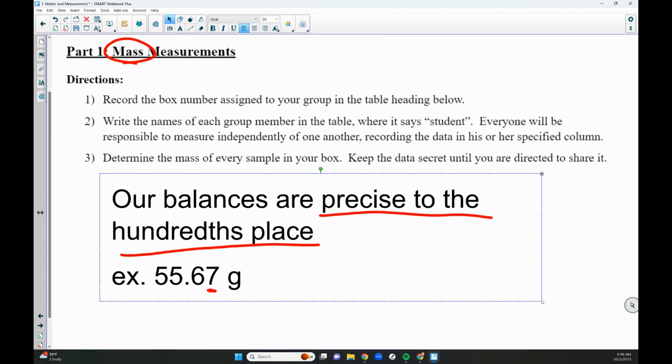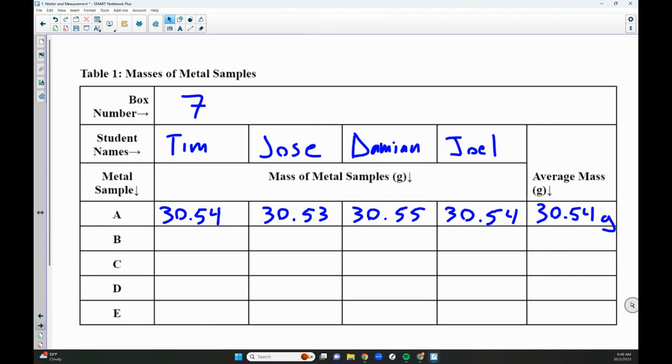All right, so let me show you what your data should look like for masses. Here is a hypothetical group consisting of Tim, Jose, Damien, and me, Joel. We should have pretty similar measurements for piece of metal A. We're all measuring the same piece of metal, and the digital balances kind of take the difficulty out of this. So notice we do have pretty similar measurements here, and notice that we all have to the hundredths place for our data. And again, this is for metal sample A. And this is box number 7.